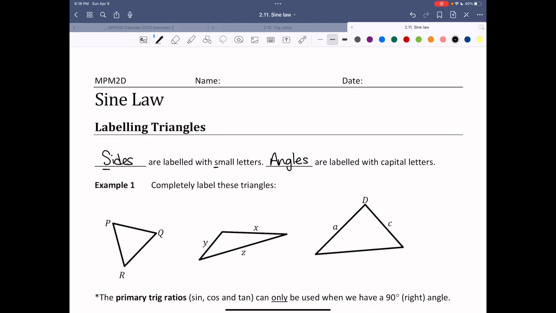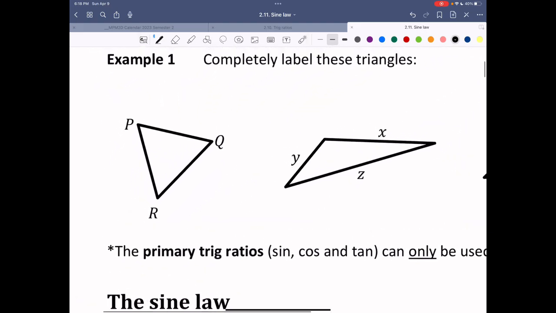So just think about the letter A, and it kind of looks like an angle, right? An angle A, all right? So just remember that. So let's completely label these triangles, and there's a couple more rules as we go.